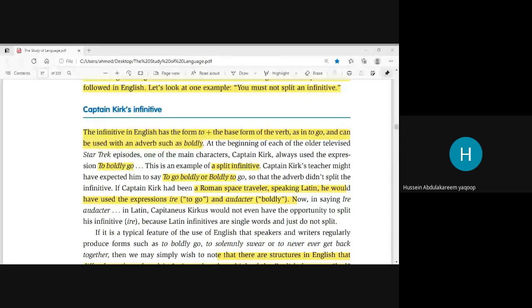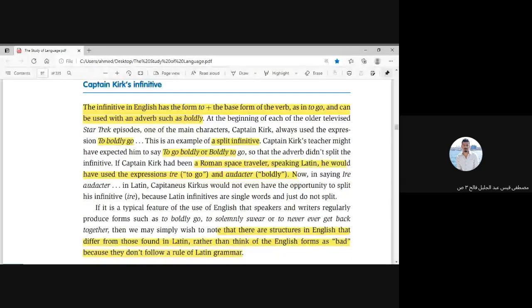Yes, doctor. In the episode, Captain Kirk used the term "to boldly go." And this is against the rule of English in prescriptive English, a breach of the rules of English grammar, because it follows the Latin rules. But in Latin, the infinitive cannot be separated because it's one word, while in English it's two words. So in modern English, it's okay.